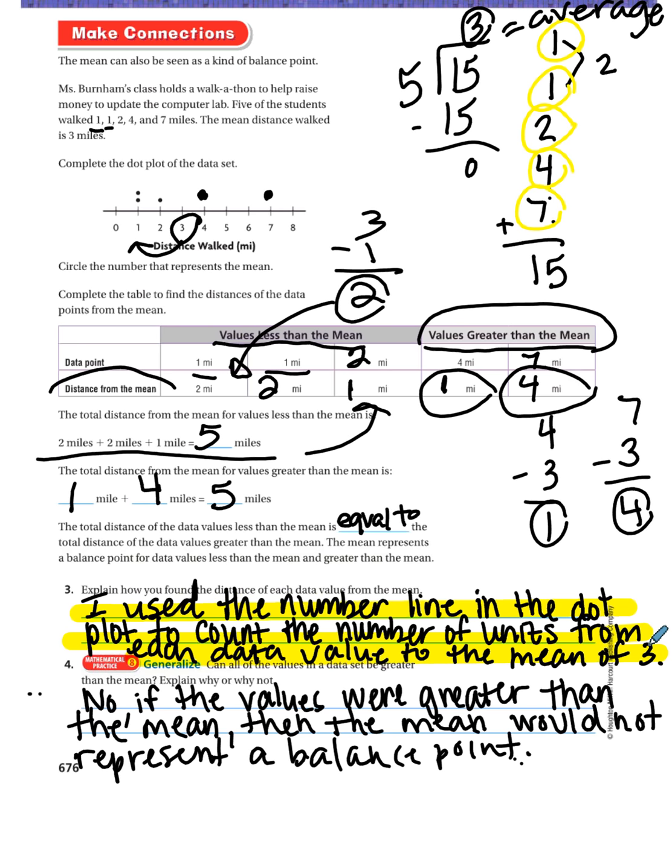Can all of the values in the data set be greater than the mean? Explain why or why not. No. The answer is no. One of the explanations could be if all the values were greater than the mean, then the mean would not represent a balance point somewhere in the middle. The mean is the average, so the average number that falls in the middle. So no.